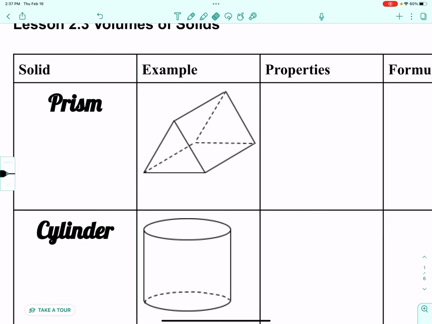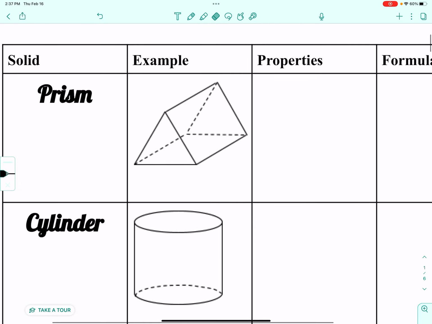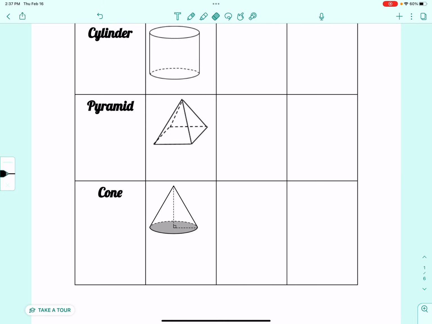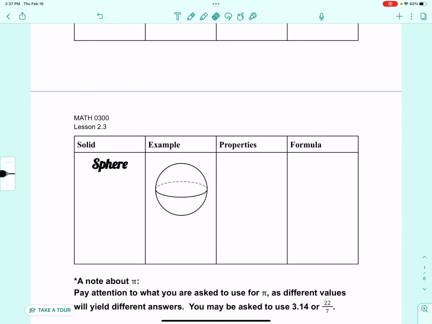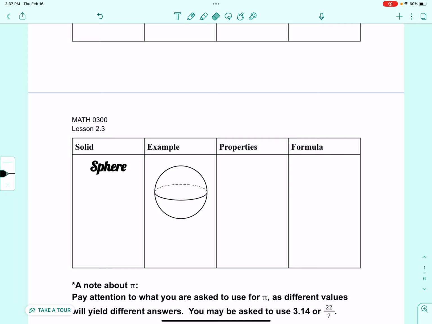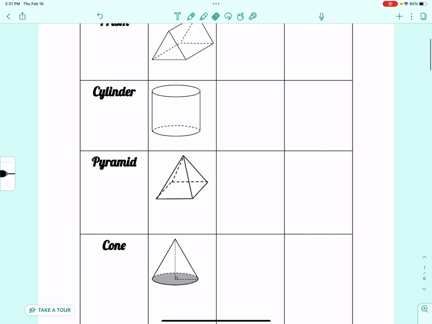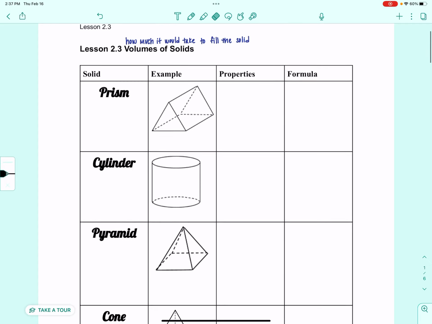The first solid that we're going to look at is a prism. And we can't find the volume of these guys until we know what they are. There are 1, 2, 3, 4, 5 different solids we're going to take a look at. And unless you can identify them, you can't go pick the right formula. So we'll talk about some of their properties as well as their formulas.